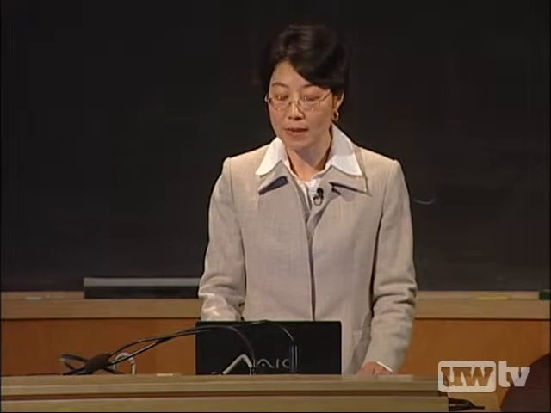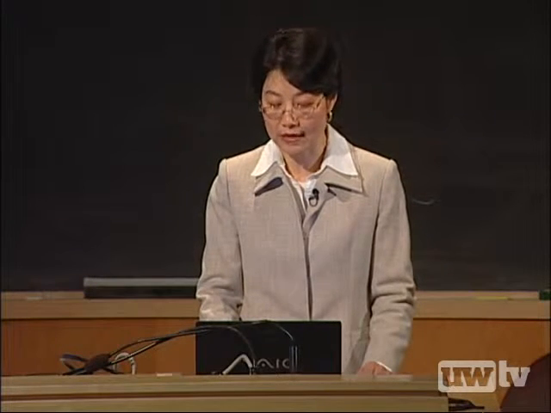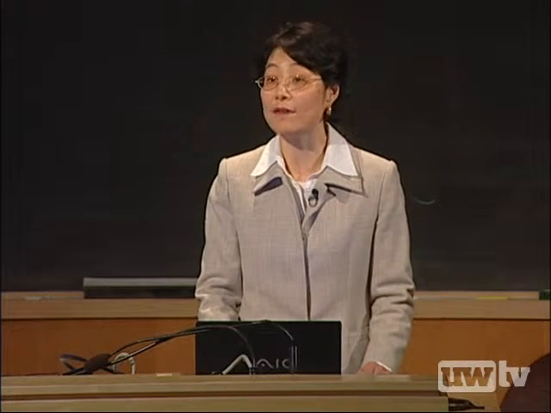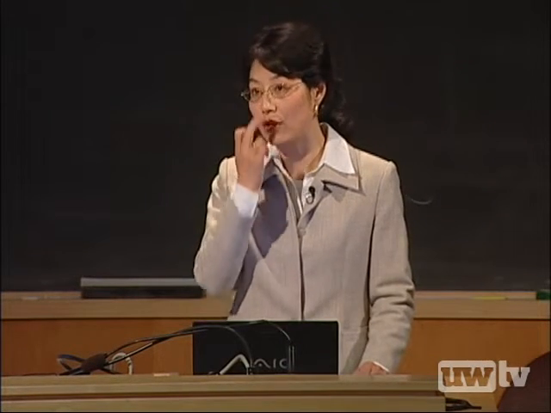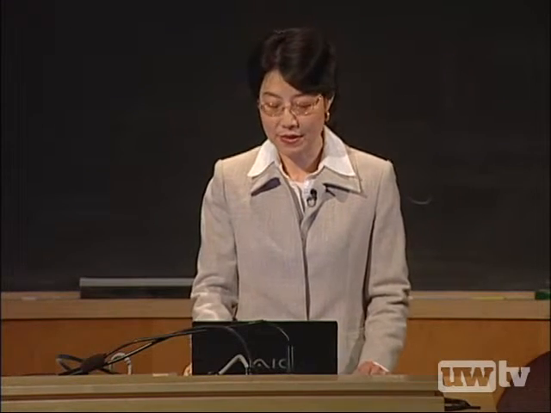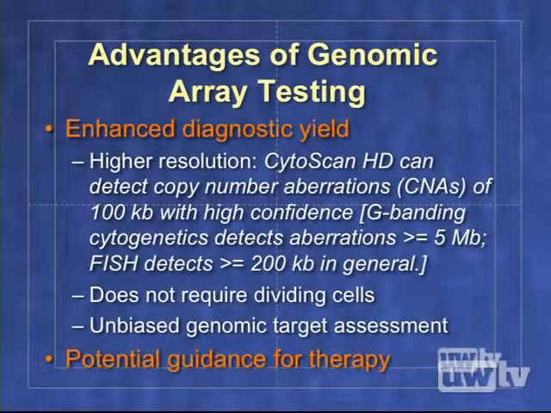But if you use a combination of the SNP marker and the non-polymorphic markers, you will have 58 markers there, giving you a high confidence in terms of evaluating this genomic region. So the advantages of genomic array testing, as shown in the first case, is that definitely it has enhanced diagnostic yield.